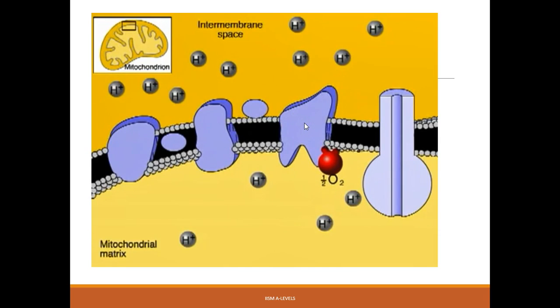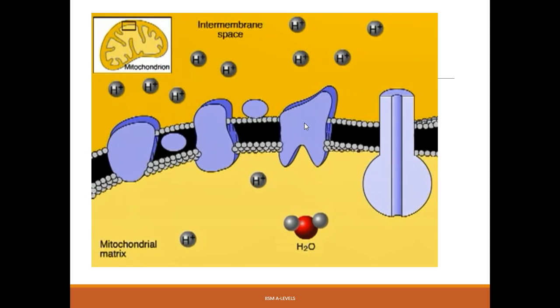The last complex adds a pair of electrons to an oxygen atom and 2 hydrogen ions, forming water. The electron transport chain has used the energy of moving electrons to pump hydrogen ions into the intermembrane space.